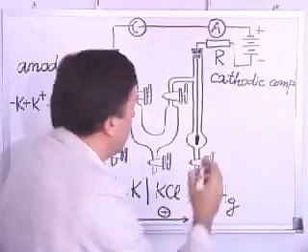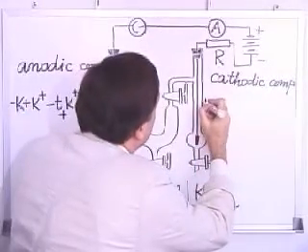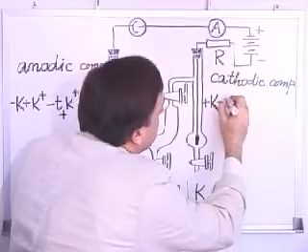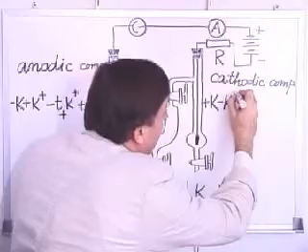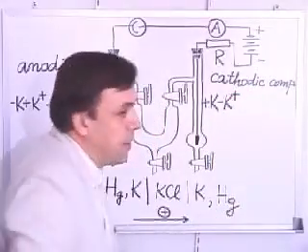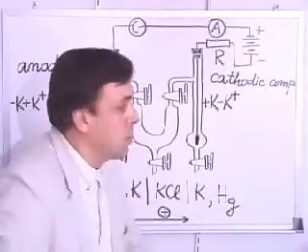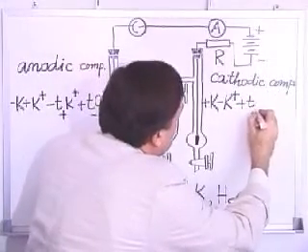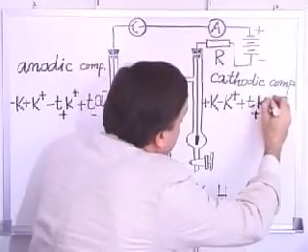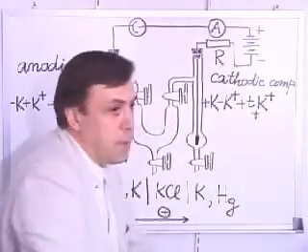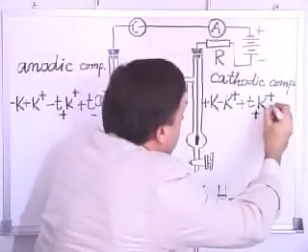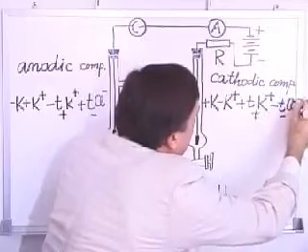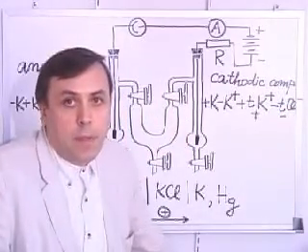In the cathodic compartment, the cathode itself gains 1 mole of potassium, which leads to the loss of 1 mole of potassium cations from the cathodic compartment. And again, due to the finite mobility of the ions, only T plus moles of potassium cations arrive in the cathodic compartment, and respectively T minus moles of chlorine anions are lost from the cathodic compartment.